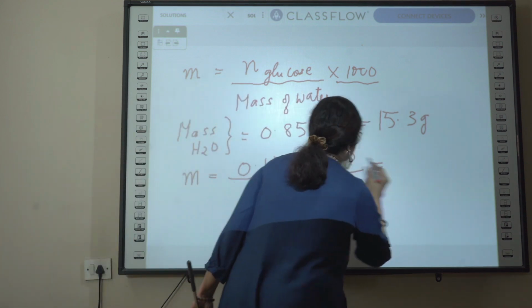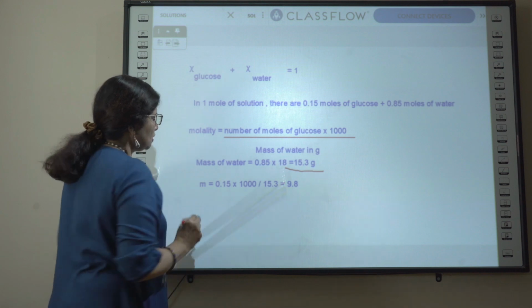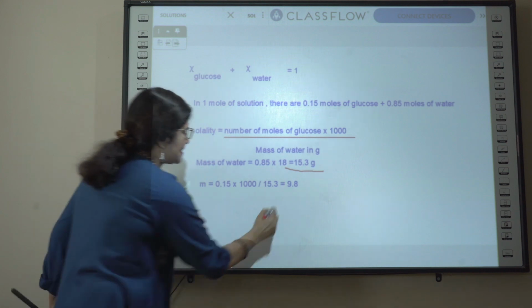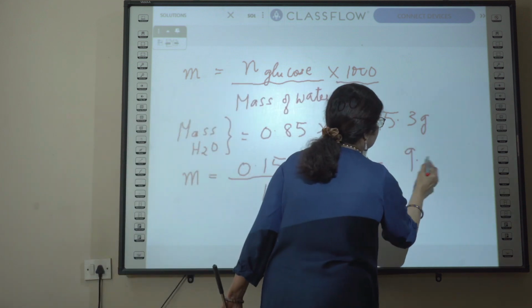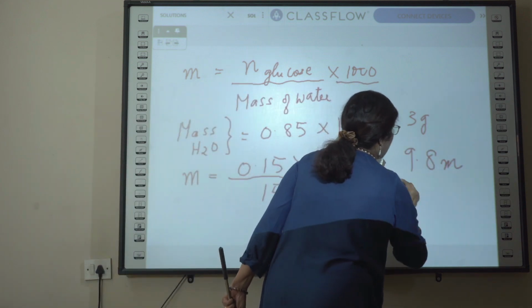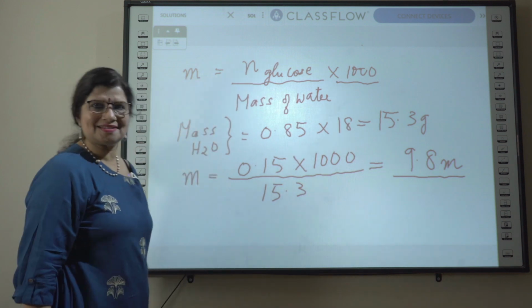So what is the final result? All the calculations have been presented neatly here. The final result is 9.8.